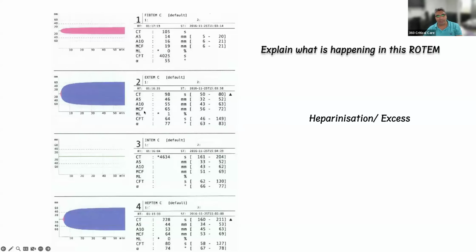What that means is the patient has heparin on board, right? The INTEM, which is completely abnormal, gets corrected in HEPTEM. That means there is a heparin effect. So you give protamine to this patient.